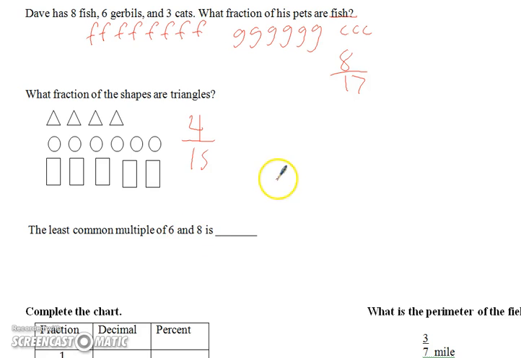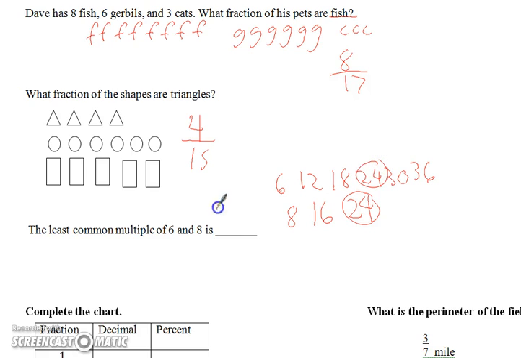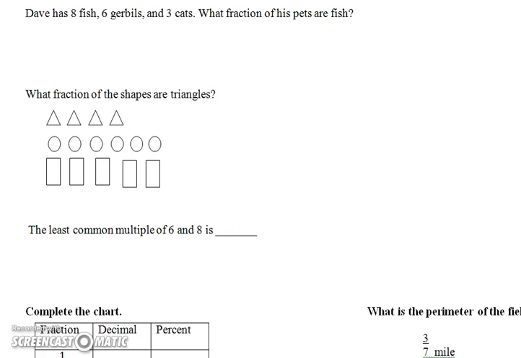Least common multiple of 6 and 8. I'm going to count by 6's: 6, 12, 18, 24, 30, 36. Count by 8's: 8, 16, 24. There we go, I got a match right there. So 24 is the least common multiple. Notice if I multiplied, I would have had 48. So LCM is a little bit different.